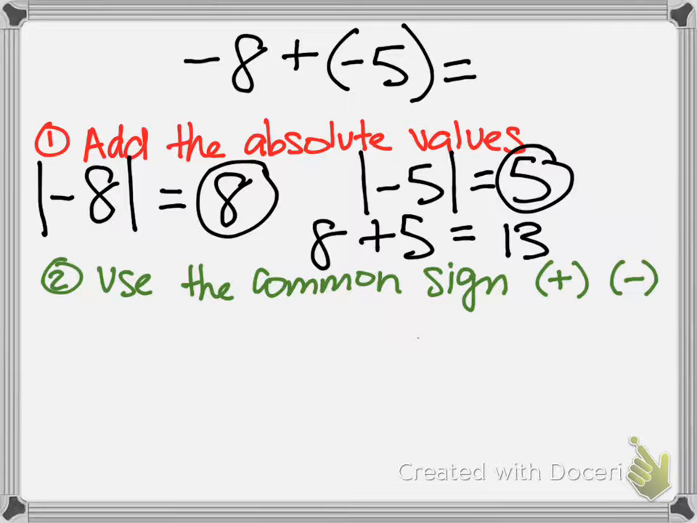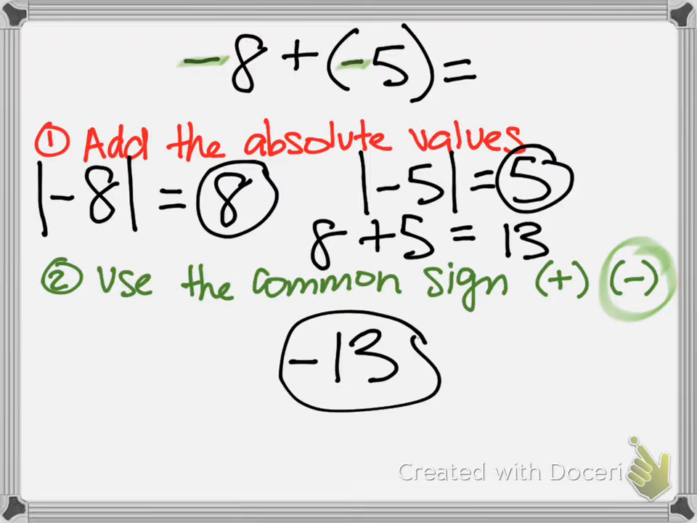Let me look at my original problem. This is a negative number, and this is also a negative number. So my common sign is negative. So instead of 13 being my answer, it is actually negative 13, because I used the common sign on my answer.